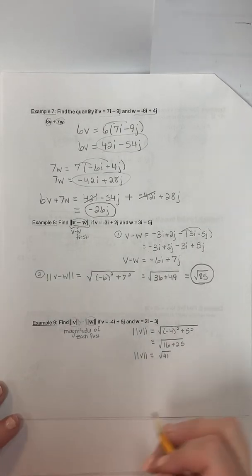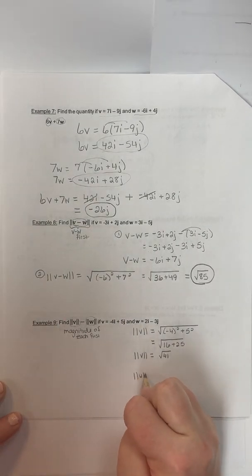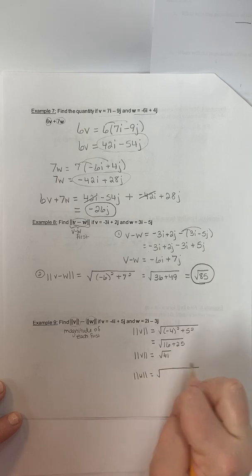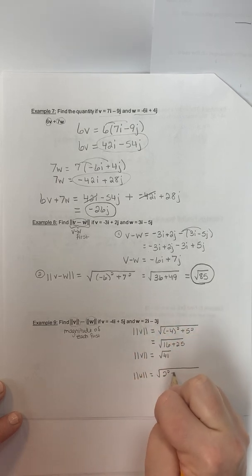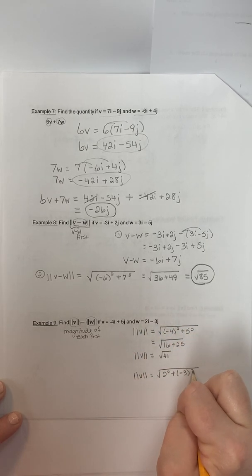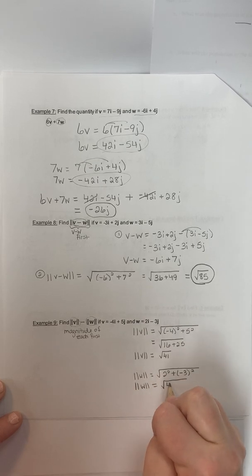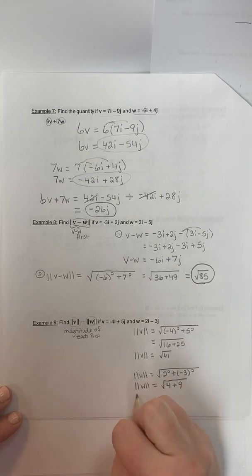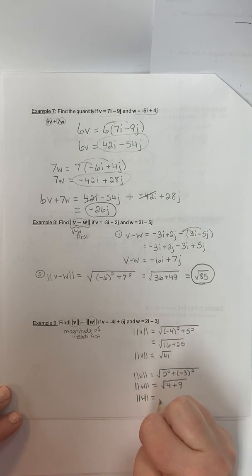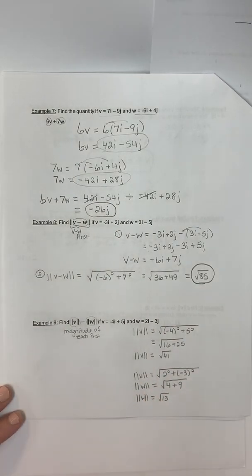Okay, now let's find the magnitude of w. I'm going to have 2 squared plus a negative 3 squared. That's going to be 4 plus 9. That gives me square root of 13. Again, nothing I can do with that.